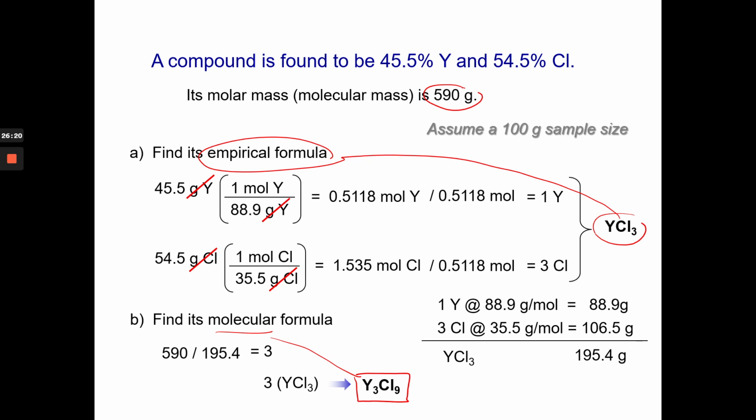That is the molecular formula, and YCl3 is the empirical formula. And notice that they're related to each other by a whole number factor, of 3 in this case. Sometimes they'll be the same number, other times they will not be. It's just the way that these things go.